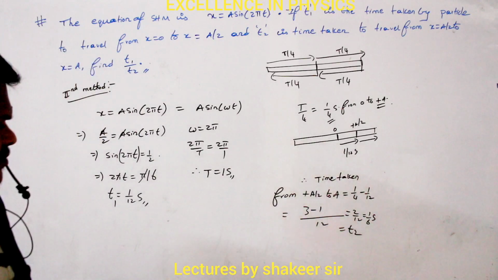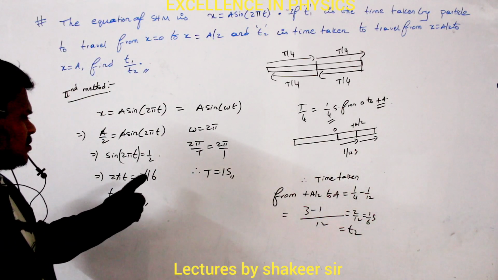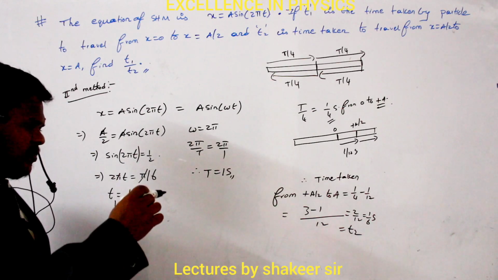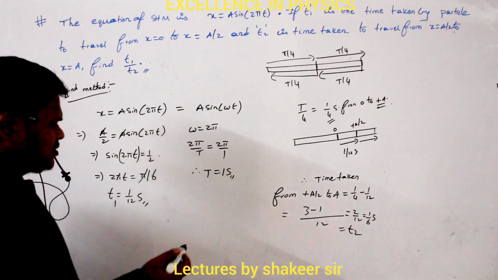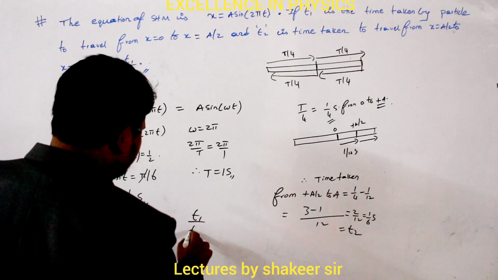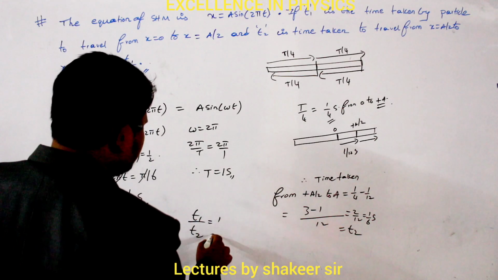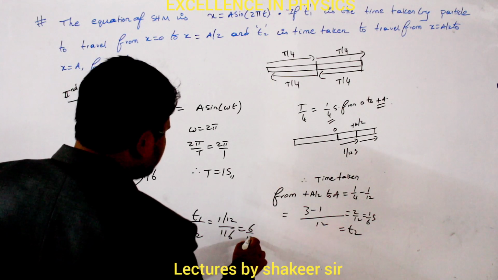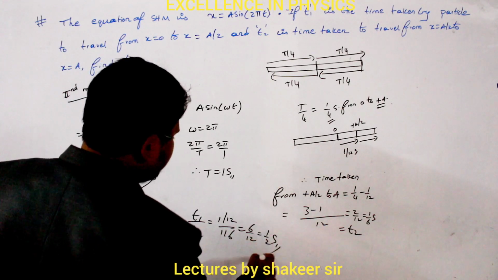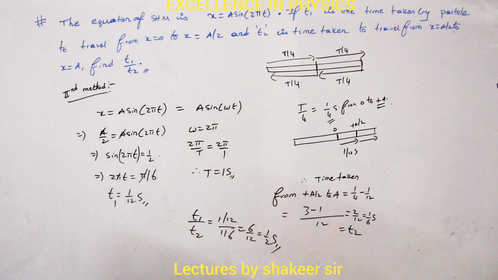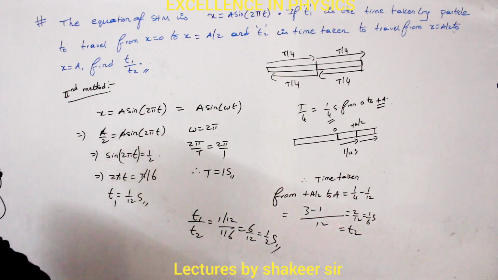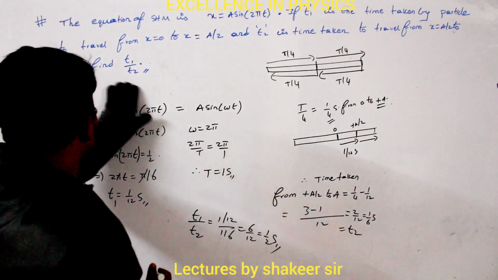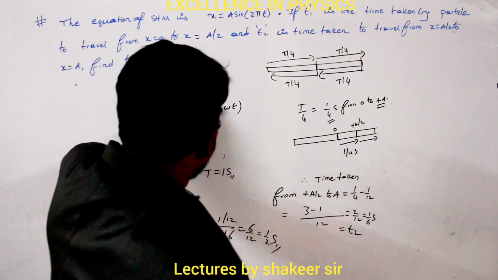Clear? So therefore the time taken by the body to travel from 0 to A by 2 is T by 12, and from A by 2 to A is T by 6. So very easily I can calculate the ratio. T1 by T2 is equal to T by 12 divided by T by 6. So 6 by 12, which is equal to 1 by 2. Clear? So this is the second method of doing the problem. Now let us see the third method of doing the same problem.